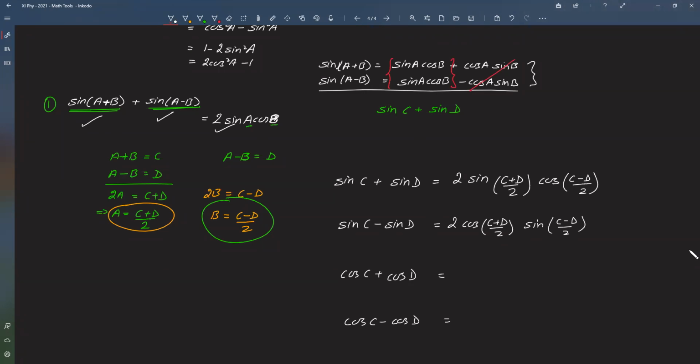Now, when you are doing cos C plus cos D, you will have to again do the same thing: cos of A plus B plus cos of A minus B.